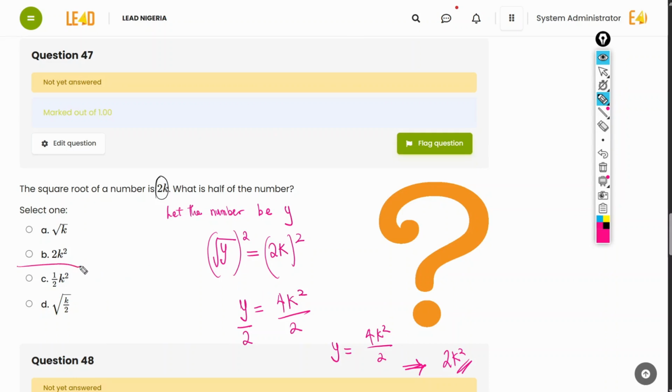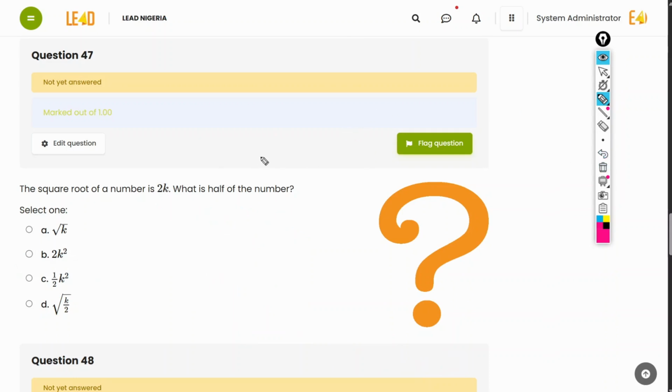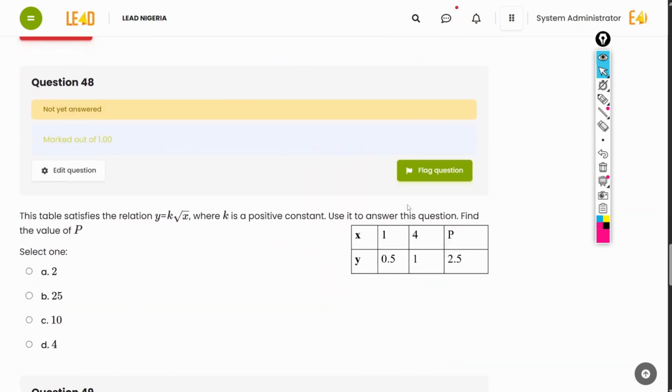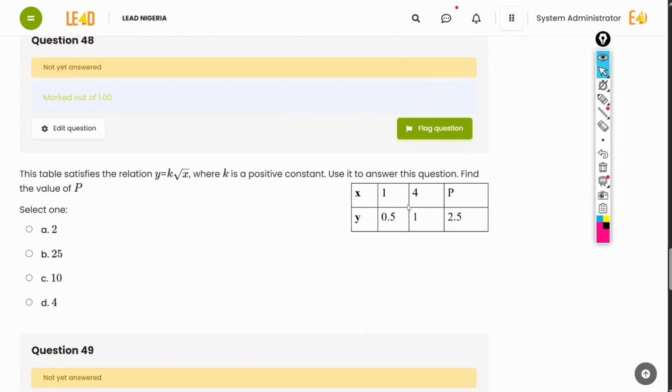That's option B. Okay, very simple. First thing I did was I set up a variable for the unknown number, and then I solved for the unknown number, then I now found half of it. So the correct option is option B, 2k squared.